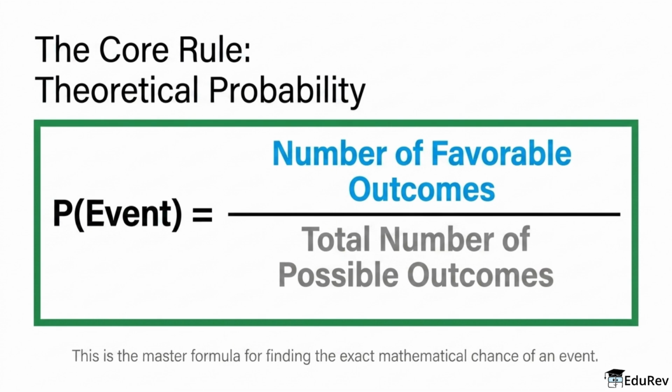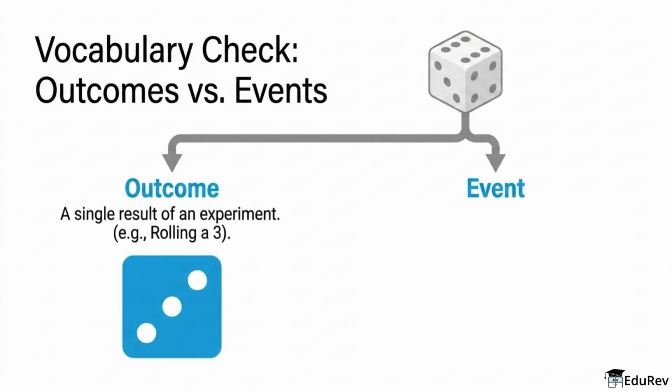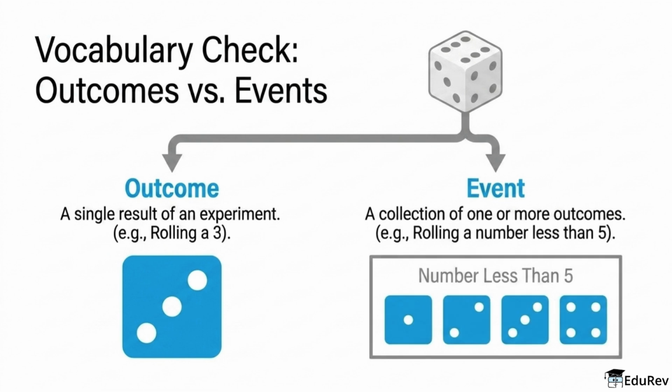Before we start plugging numbers into this formula, we need to clarify two important vocabulary words that are often confused. Let's do a quick vocabulary check. Outcomes versus events. An outcome is a single specific result of an experiment. For example, rolling a 3 on a die is a single outcome. An event, however, is a collection of one or more outcomes. For example, rolling a number less than 5 is an event because it includes multiple favorable outcomes. Rolling a 1, 2, 3 or 4.